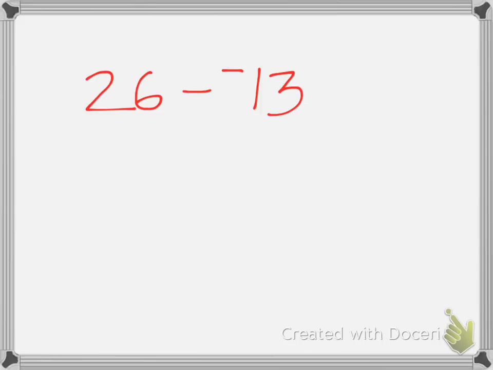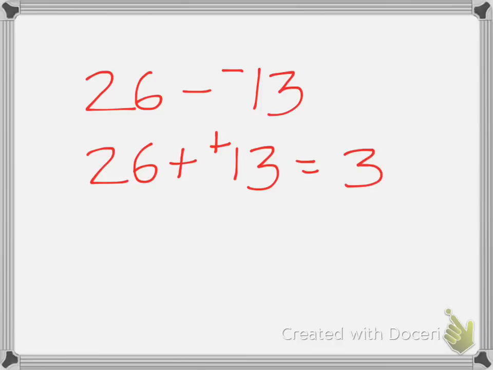Okay, and again, before I tell you the answer, let's look at your work. So the first step is to change it to an addition problem. 26 plus, and to change the sign of the second number, positive 13. Now we're back to adding positives like you guys learned how to do in kindergarten. So you've got 26 plus 13 is going to give you 39. So positive 39 is your answer.